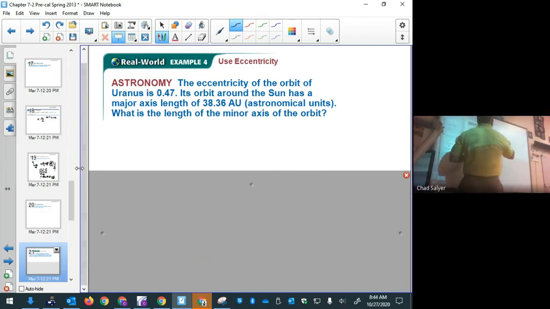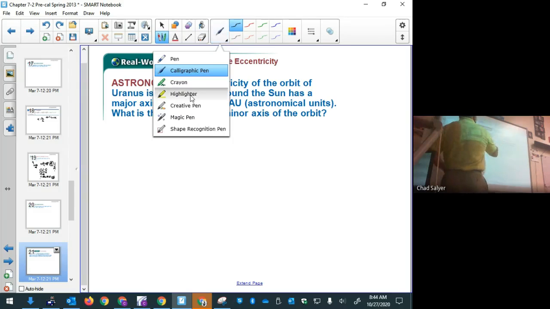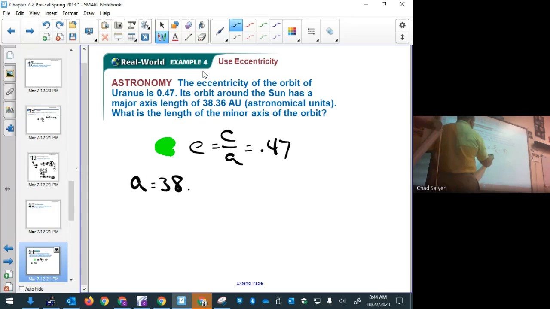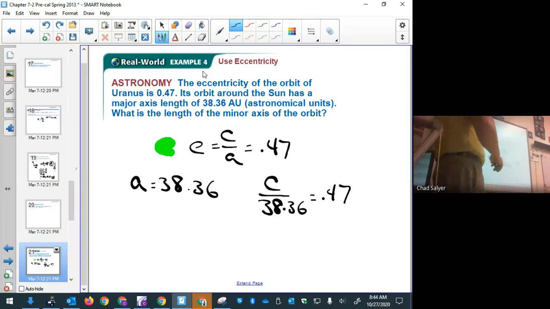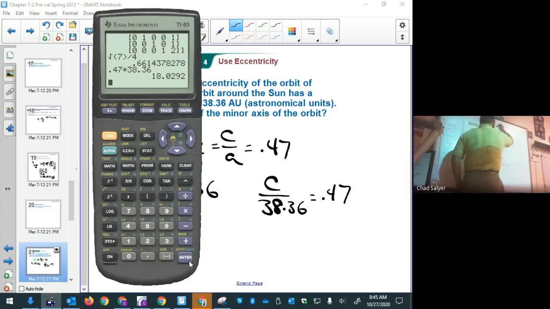So anyway, what is the length of the minor axis? So if we have E, so what do we know? We know E equals C over A, and that's 0.47. And we know A equals 38.36. So that means C over 38.36 equals 0.47. So I multiply both sides by 38.36 here to get 18.0292.